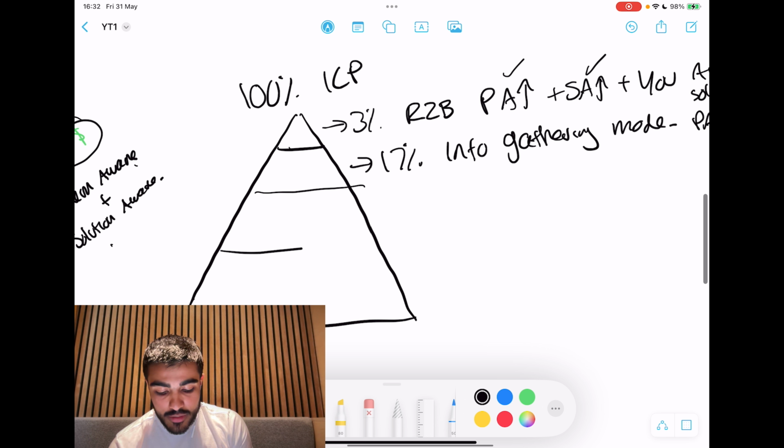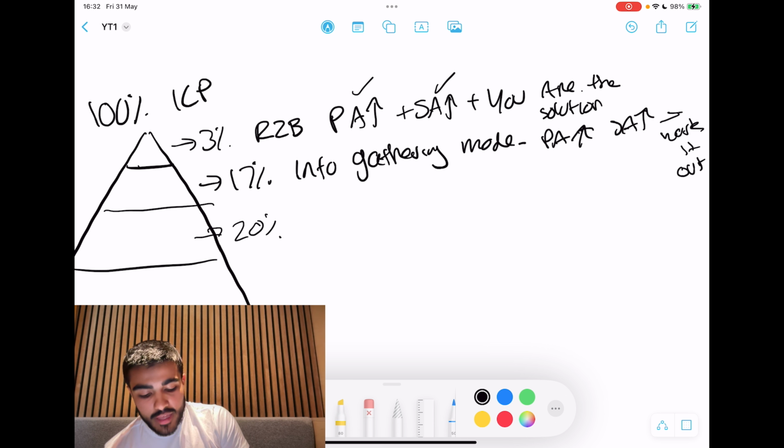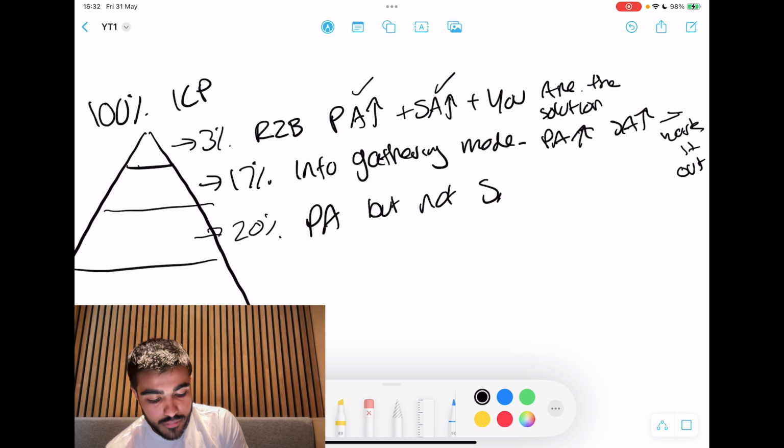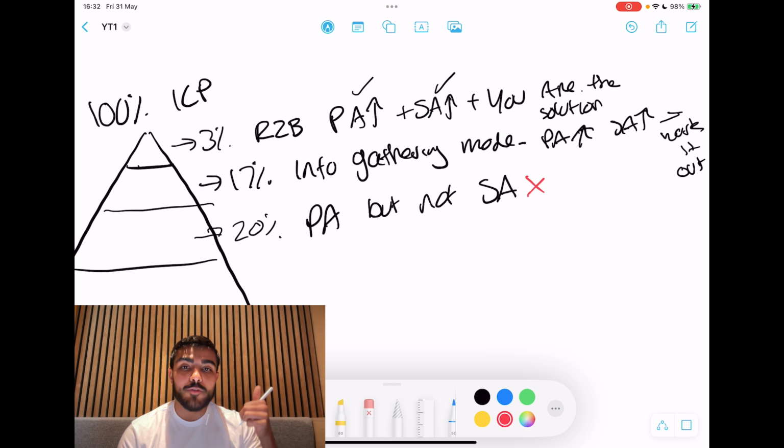And then here we have one more tier down. This is 20% of the market. And these people are problem aware, but not solution aware. They're not solution aware. So they understand they have a problem in their business, but they're not aware of all the solutions that are possible to fix the problem that they're having.